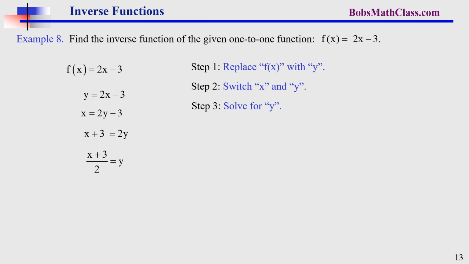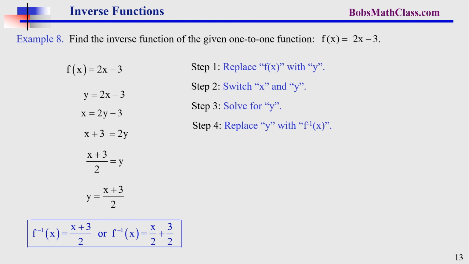Here I divided by 2 on both sides, but I just left the whole left side as x plus 3 over 2. Again, if you want to write it as x over 2 plus 3 over 2, you can, or 1/2 x plus 3 halves. And then replace y with f inverse of x. So f inverse of x equals x plus 3 over 2, or you could write it as x over 2 plus 3 over 2.